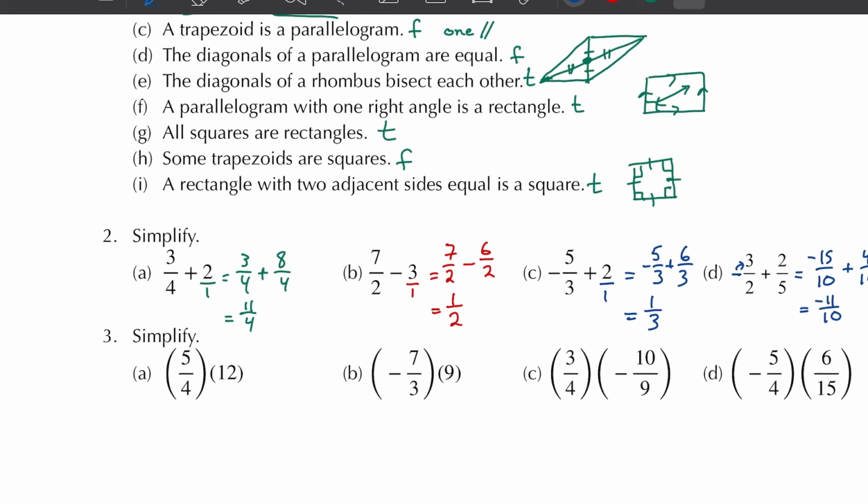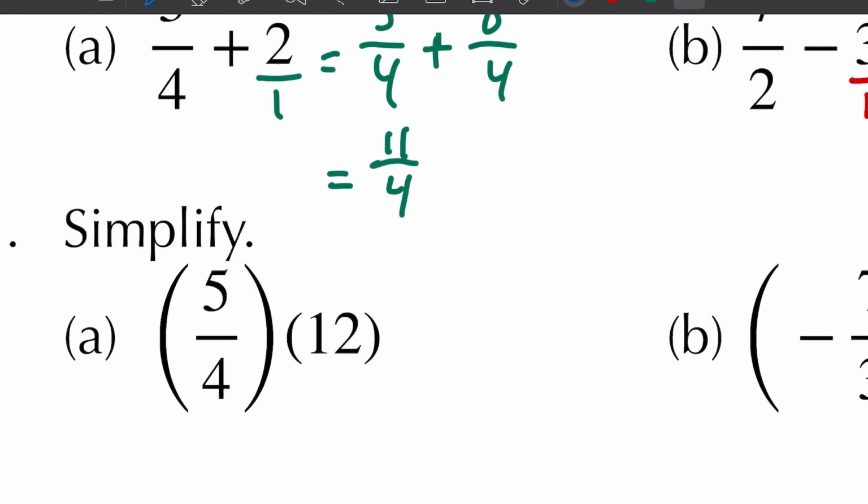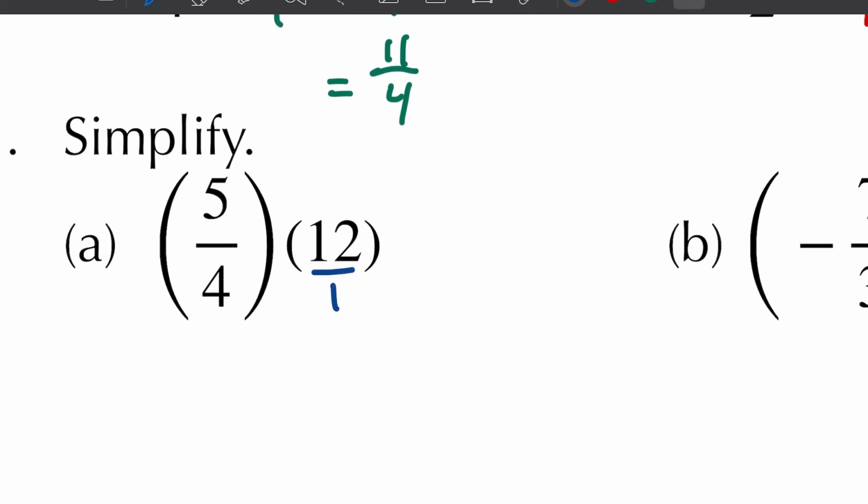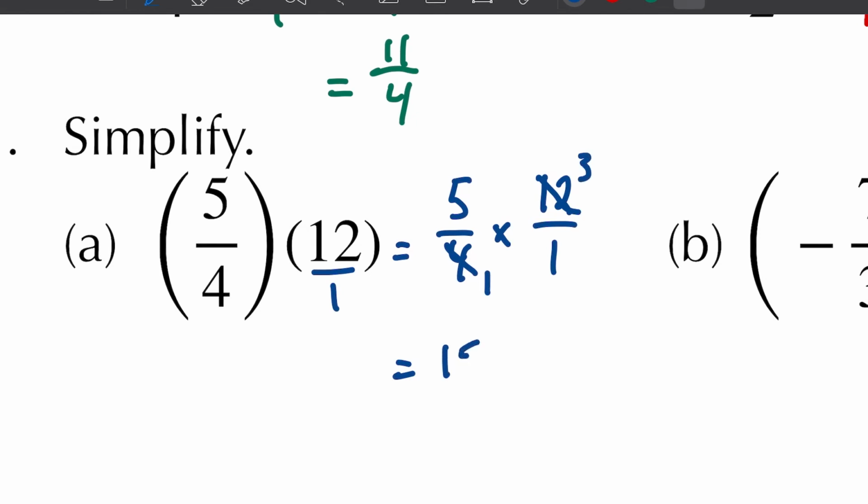All right, multiplying. Multiplying is actually a little easier. We just make this 12 over 1, and we multiply straight across. But I like to simplify while I'm multiplying. So times 12 over 1. I like to simplify as I go along. I can divide that by 4 to get it down to 1. And if I divide one thing on the denominator by 4, I've got to divide one thing on the numerator by 4. So that becomes 3. This becomes 15 over 1, or just 15.